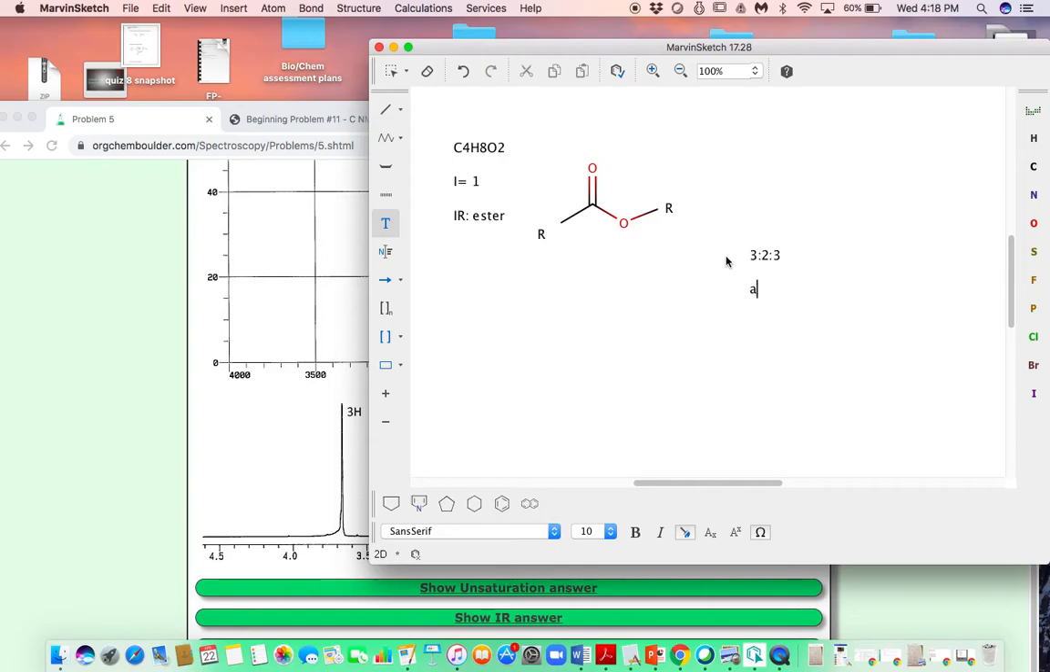Okay. So looking at signal A, it's caused by 3 H's, right? Probably going to be a methyl group if it's 3 H's, and it's a singlet. So my best guess would be that it's an isolated methyl group.